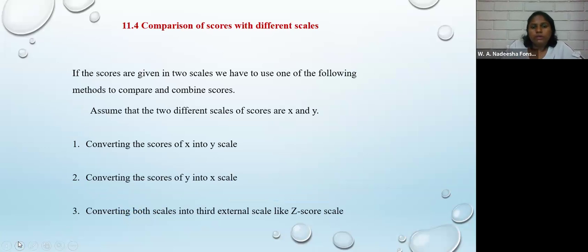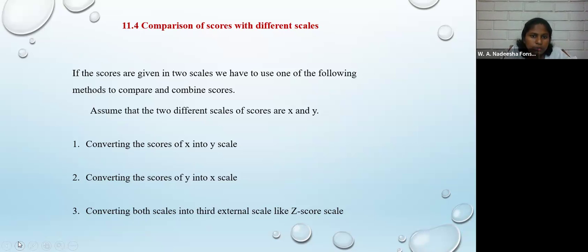Then, comparison of scores with different scales. We discuss it now. It means there are scores with different scales, so it is not fair to compare them. If you want to compare them, we have to take them into one scale. For example, as I told you, comparing 70 marks for mathematics and 90 marks for civics education is not fair. To compare them, we have to take them to a common range, a common scale.